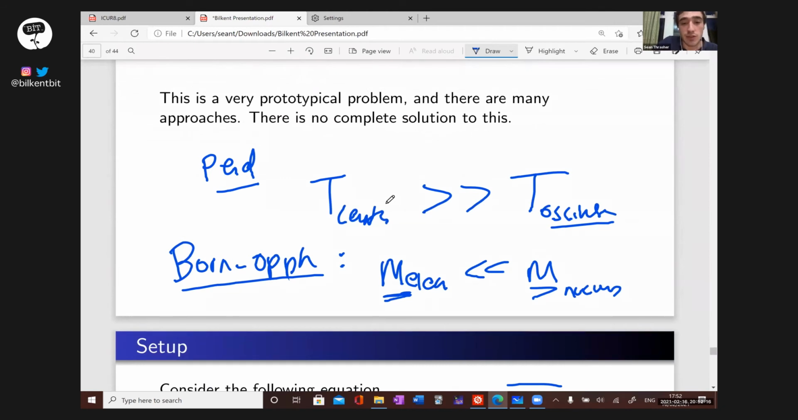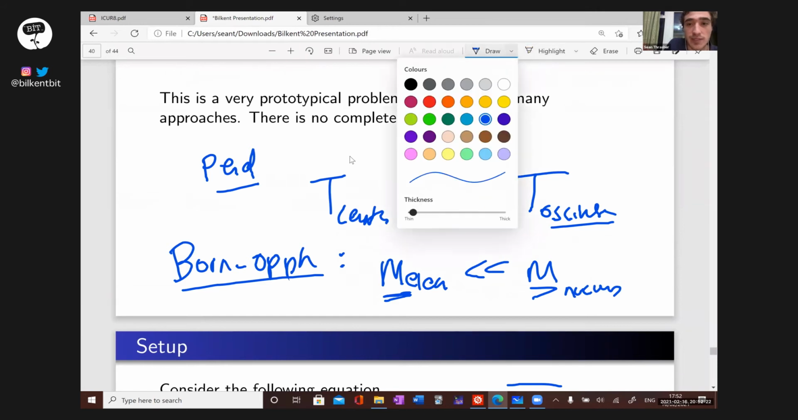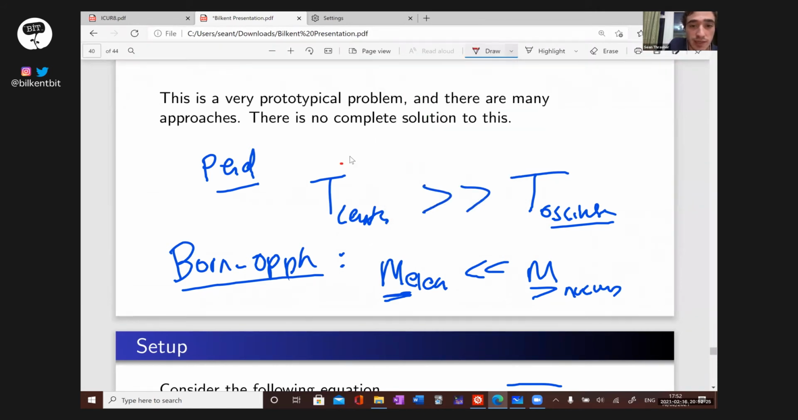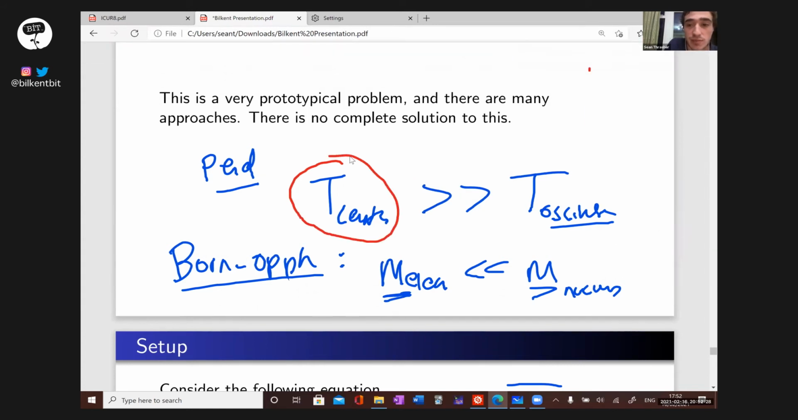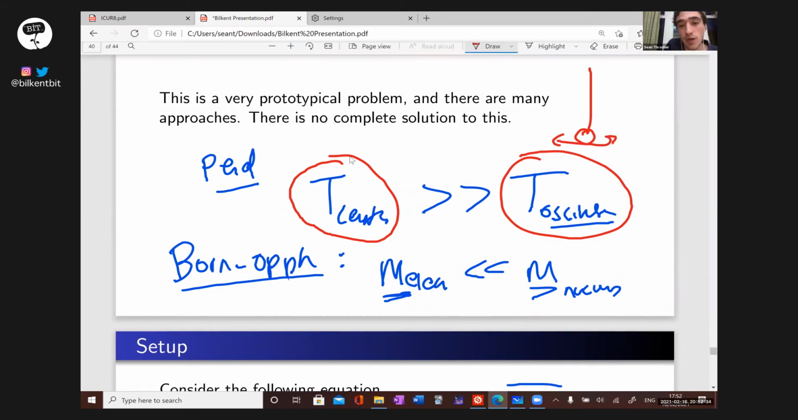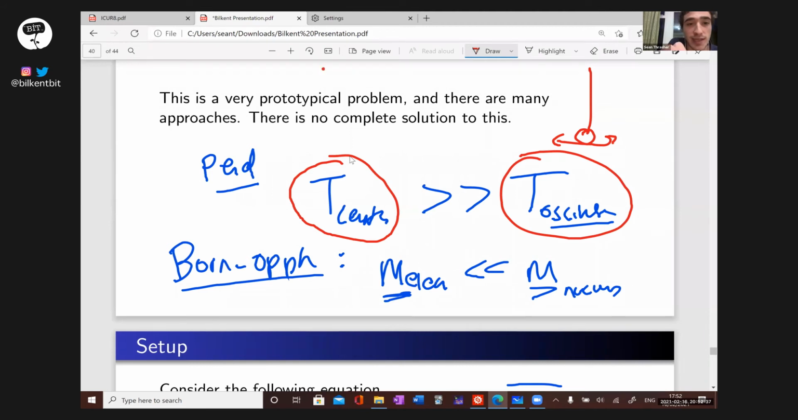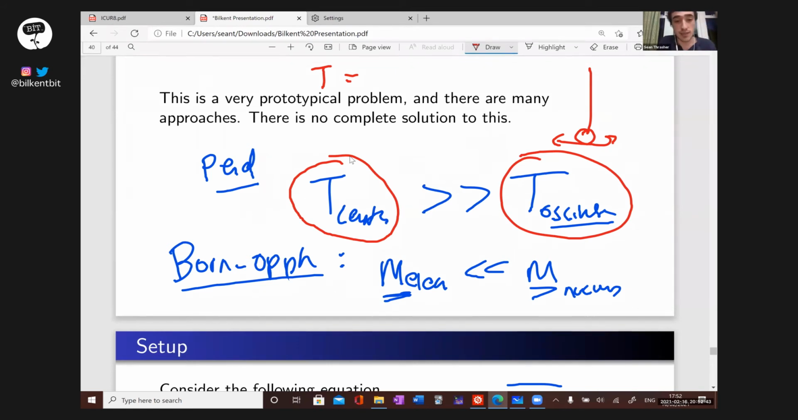So let's go back to the pendulum. Here you had the time scale associated with me changing the length of the pendulum, and you have the time scale associated with the period of oscillations. What I mean by these being well separated is that I could write, in some sense, T oscillations is equal to epsilon times T length. So epsilon is always a small number. This is where the separation of timescales comes in.